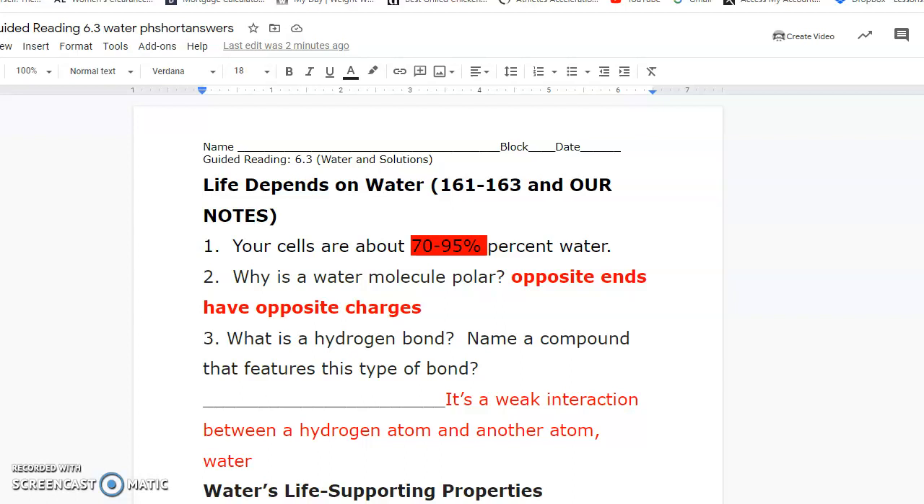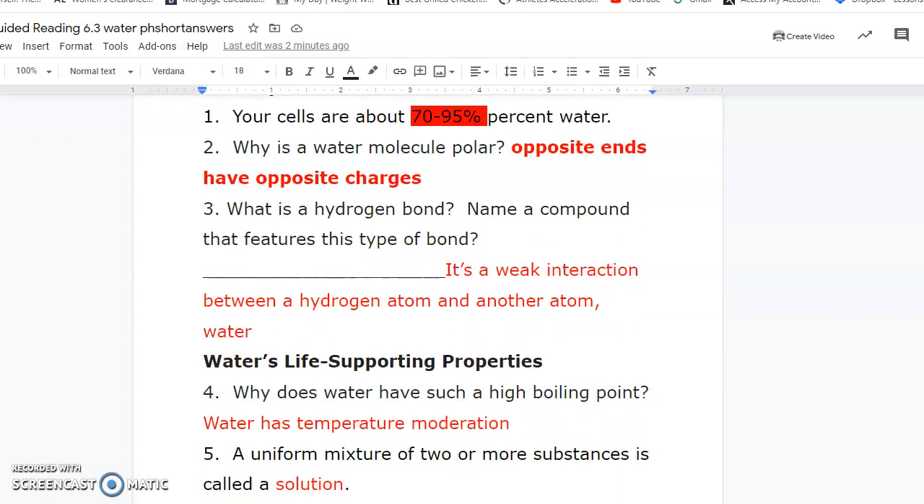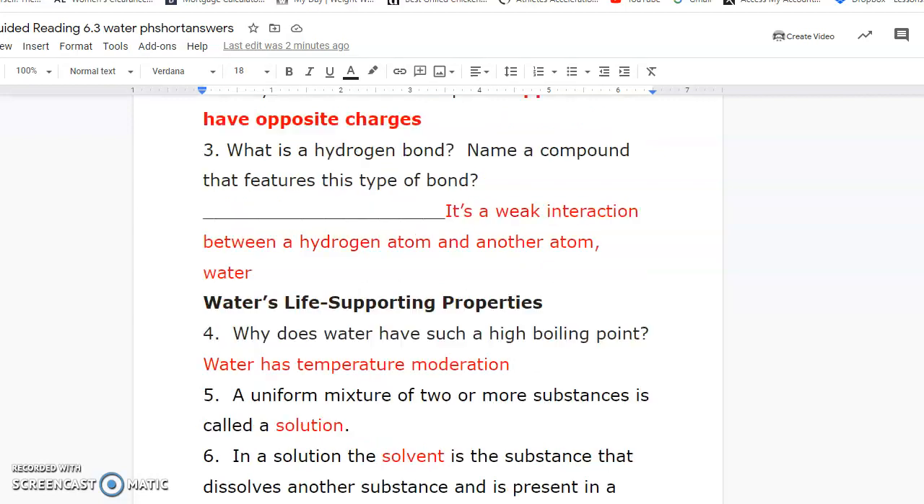Two, why is the water molecule polar? Opposite ends have opposite charges. Three, what is a hydrogen bond? Name a compound that features this type of bond. It is a weak attraction between a hydrogen atom and another atom. And a compound is water.